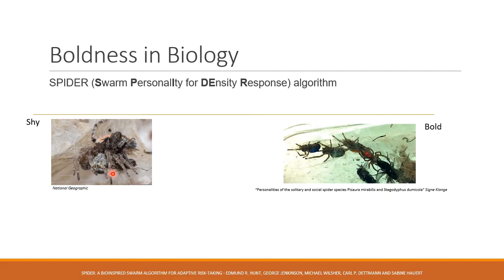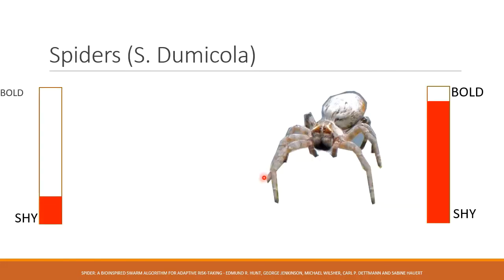A shy spider will take part in maternal care and maintaining nests, whereas a bold spider will go out hunting and have more of an appetite to take risks. Now, the social spider Stegodyphus dumicola maintains a boldness distribution over the swarm that's appropriate to the size of the swarm, and it does this in a completely decentralized way, which I'll run through now.